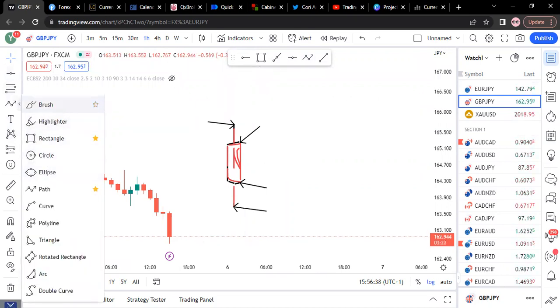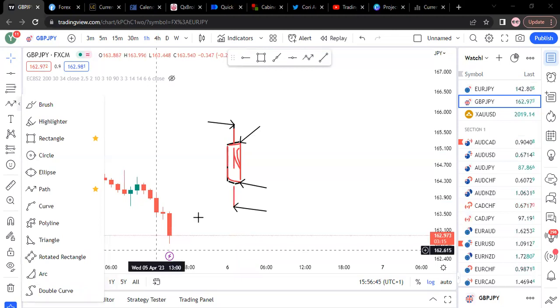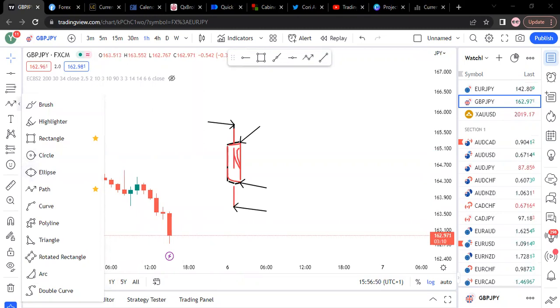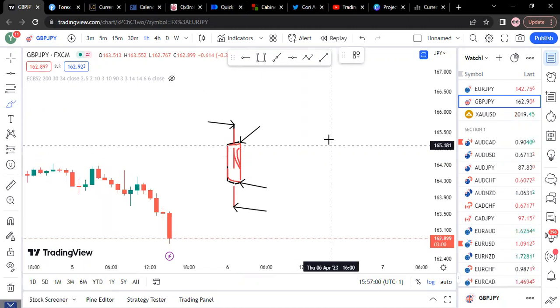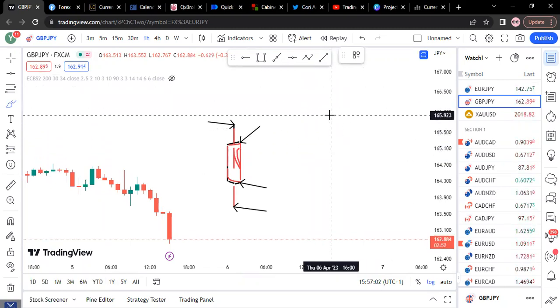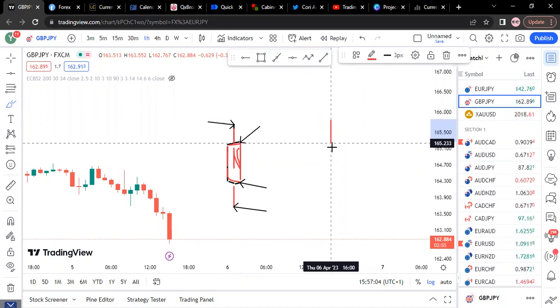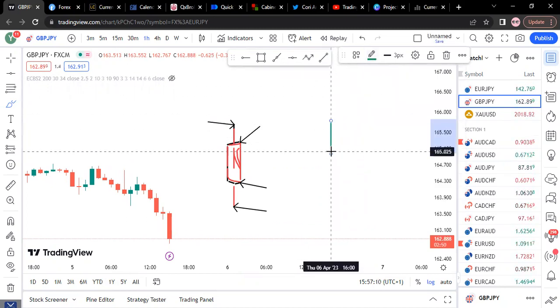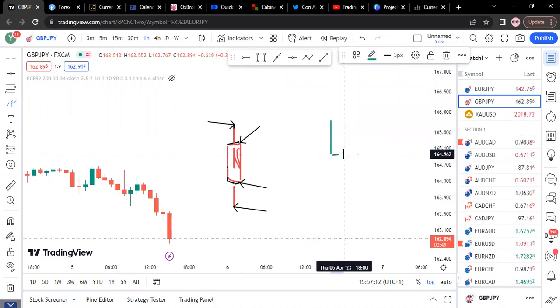All right. So let me also show you something again. Let's say this is a green candle. So green candles represent the activities of buyers, remember.